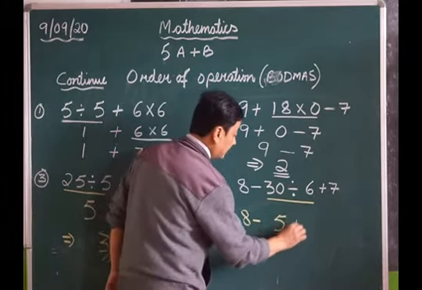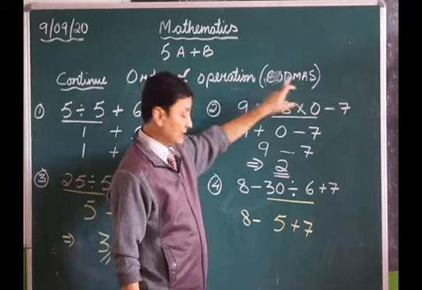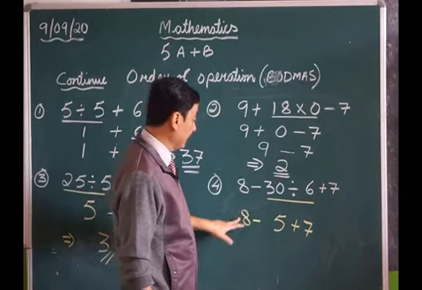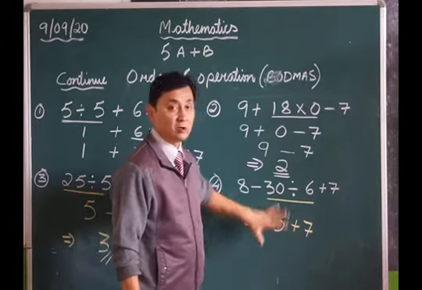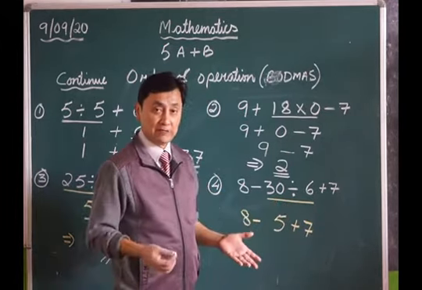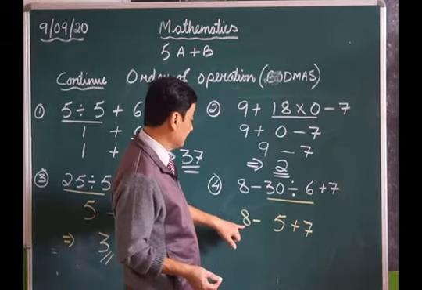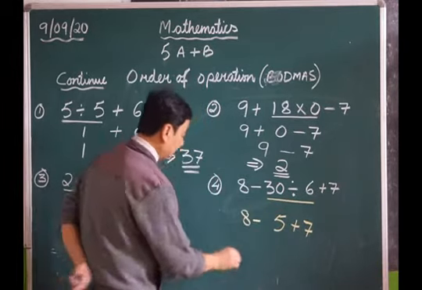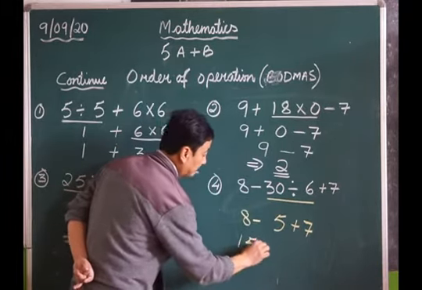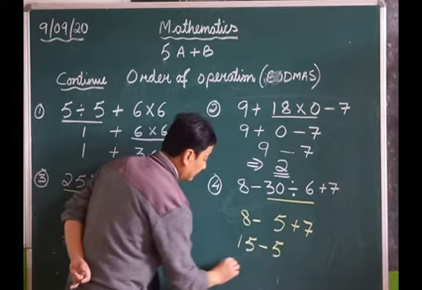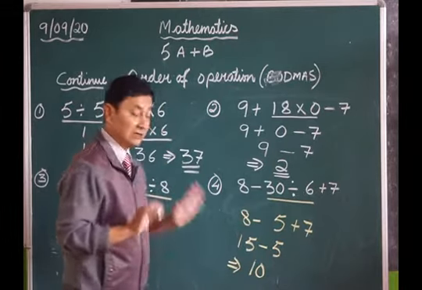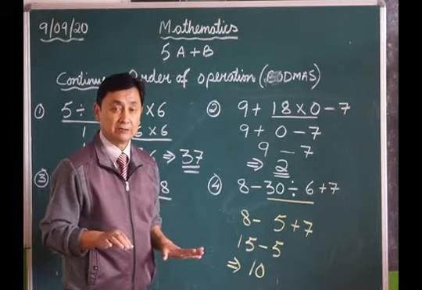Next step is multiplication. There is no multiplication. Next step is addition. We must add. When there is no sign, it is addition. So we must add first. 8 plus 7. Do not look at minus. If you look at minus, you will make a mistake. Just add. 8, my daddy gave me, my mommy gave me 7. How much? 15. 15 minus 5, 10. So if you do it one step at a time, you will not make a mistake.